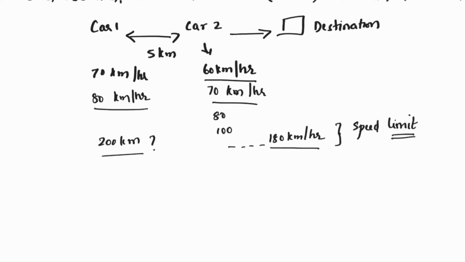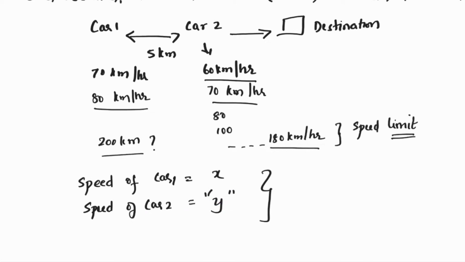Now, if I were to express this in the form of a function or an expression, say I would call the speed of the car as x, for example. Speed of car 1. If speed of car 1 is x, then speed of car 2 is, say, y. So I can write this as an expression which is y is equal to x plus 10. Which means speed of car 2 is speed of car 1 plus, say, an additional 10 km per hour.